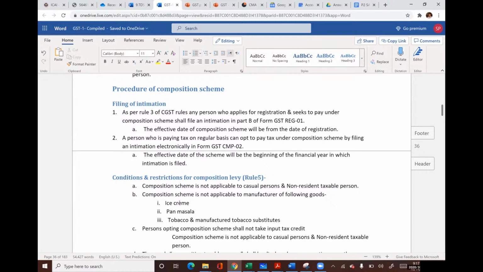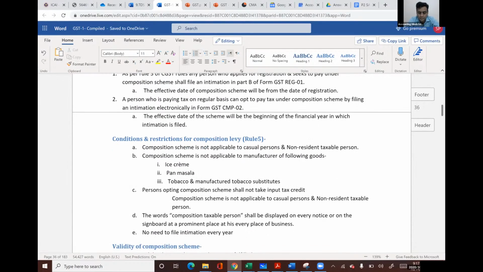The effective date of the composition scheme will be from the date of registration. So whenever they give the registration, from that day she is a registered dealer under the composition scheme. Next. A person who is paying tax on a regular basis can opt to pay tax under the composition scheme by filing an intimation electronically in Form GST CMP-02.